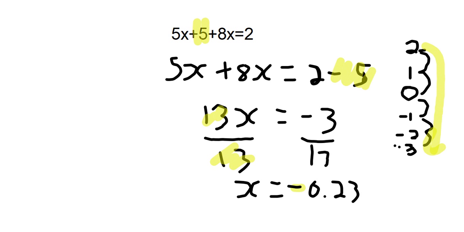Sorry, this 3 doesn't look very good down here. I then divided both sides by 13 to get rid of the 13 that was being multiplied by x. So I've now got x times 13 divided by 13, which just gives me x, is equal to negative 3 over 13, which is negative 0.23. Okay, I'm now going to show you how to do the trickier question here.